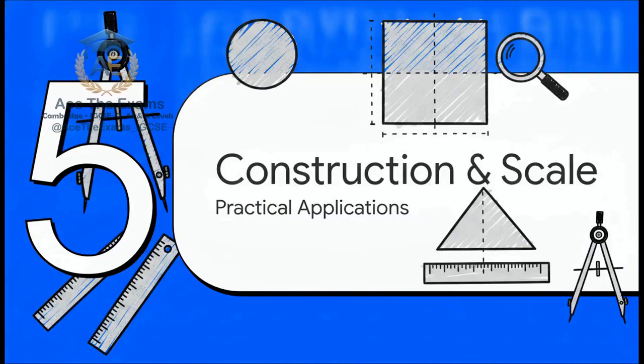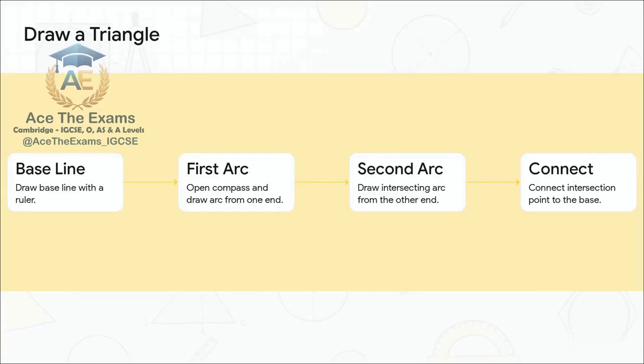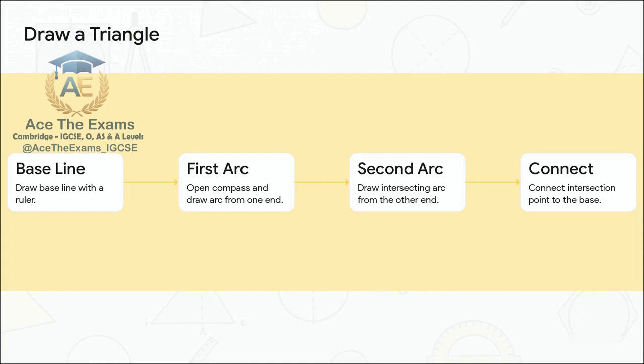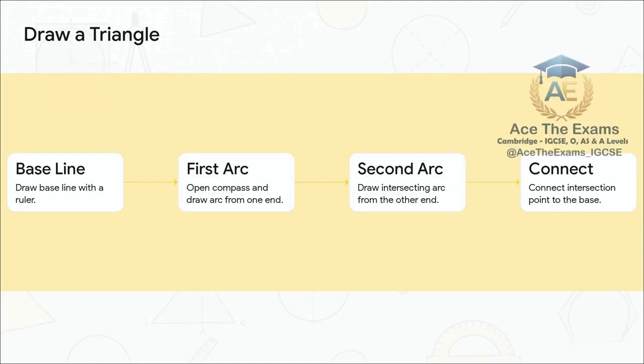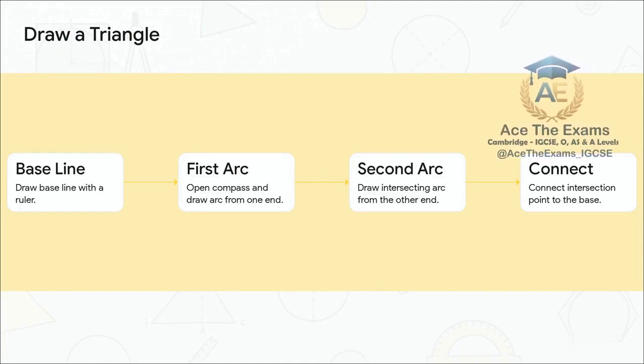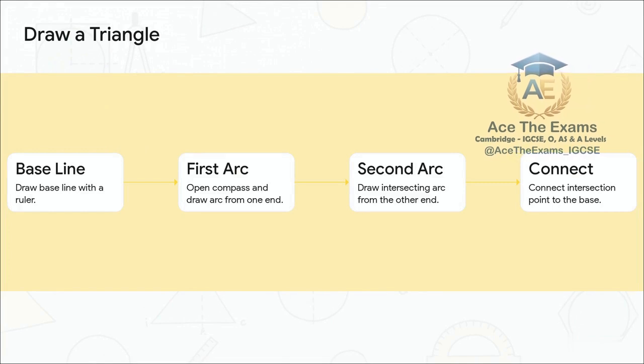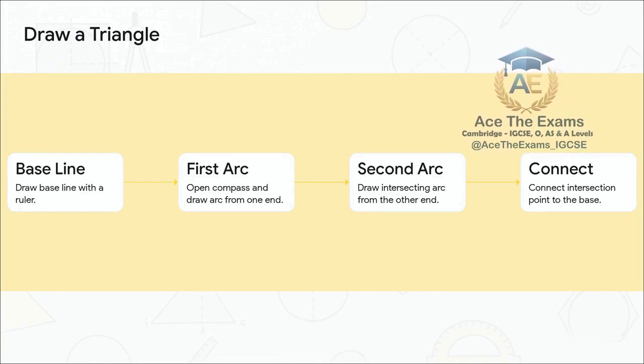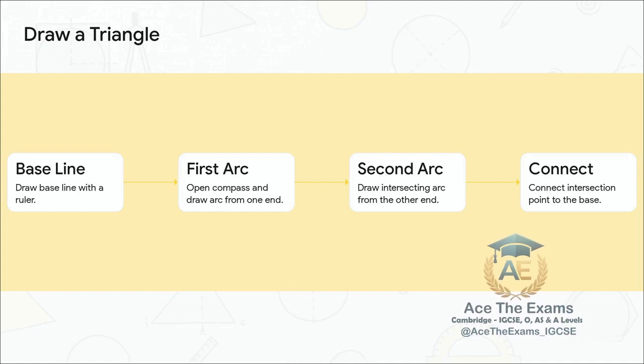Section 5. Construction and scale drawings. This is where theory becomes hands-on execution. Here is how to literally construct a perfect triangle using nothing but a ruler and a compass. Say the command word is construct and you need sides of 8, 6, and 7 centimeters. Step 1. Draw the 8 centimeter baseline accurately.